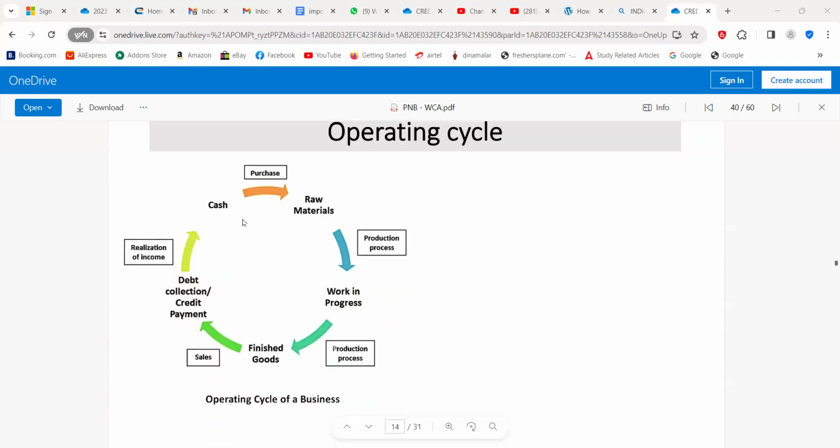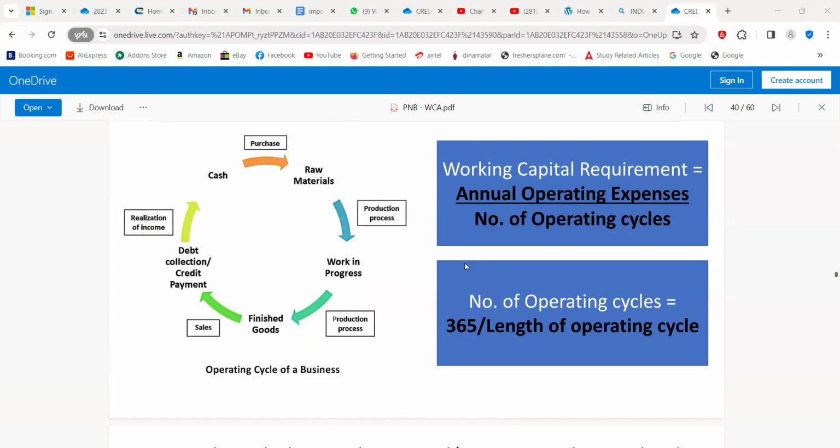Operating cycle, it is like this. They are purchasing raw material, they are put into the production process, it becomes work in process, then again it is a production process, then it becomes finished goods, then it is sold. When sales happen, not always does it happen in cash, it happens in credit, then realization of the cash proceeds, then it becomes cash. That again is given for raw material. It goes like this. This is known as the operating cycle. Then the same thing they have put here.